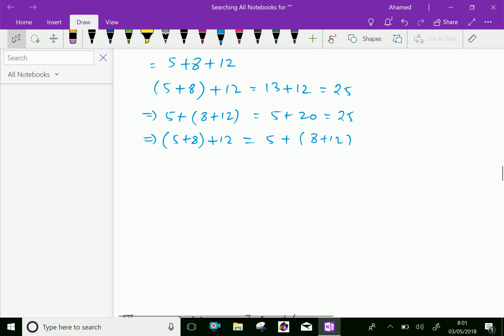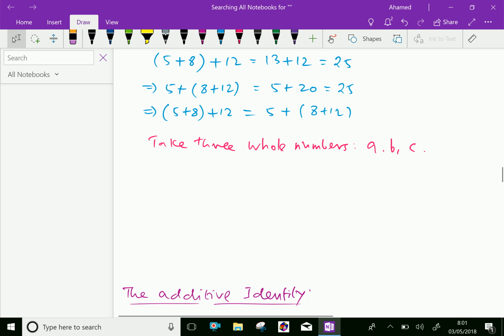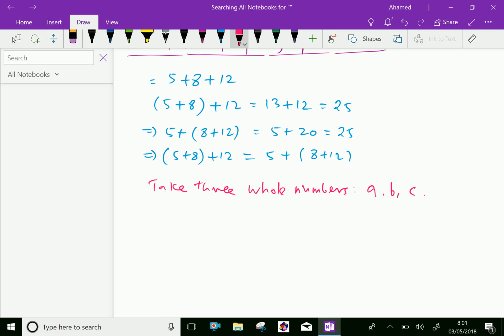Now in general we can write it for three whole numbers, suppose A, B, C. We can write the associative property in general symbols: A plus B plus C equals A, out of the bracket, plus B plus C. This is called the associative property of addition of whole numbers.